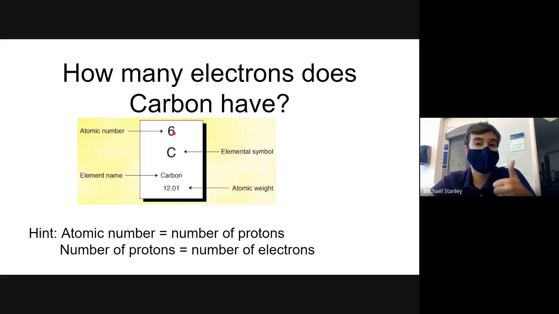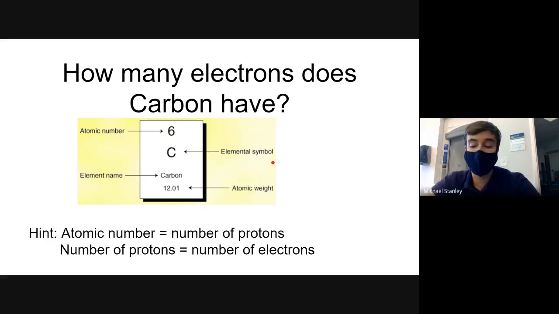But yes, excellent job. Carbon has 6 protons because it has an atomic number of 6. Carbon has 6 electrons because the protons and the electrons have to be the same, and there's 6 protons. And carbon has 6 neutrons because 12 minus 6 is 6.